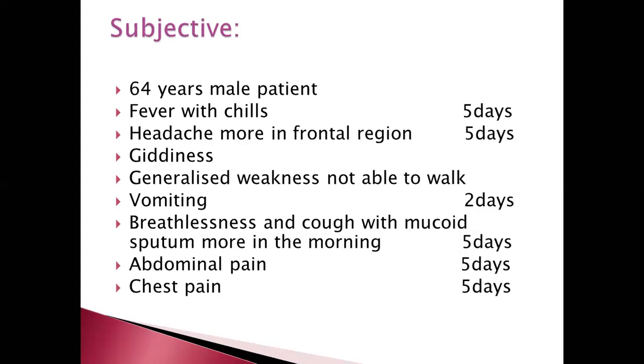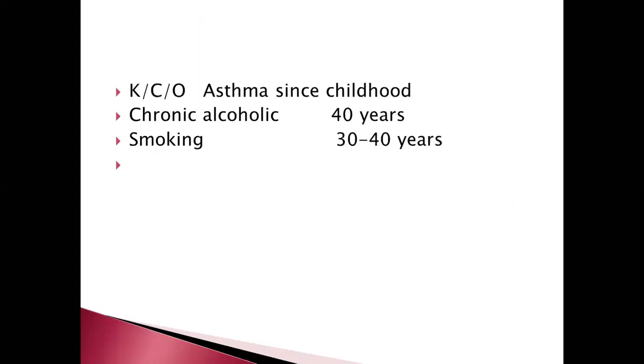Abdominal pain for 5 days, chest pain also for 5 days. Known case of asthma since childhood. Chronic alcohol use for 40 years, smoking for 30 to 40 years.